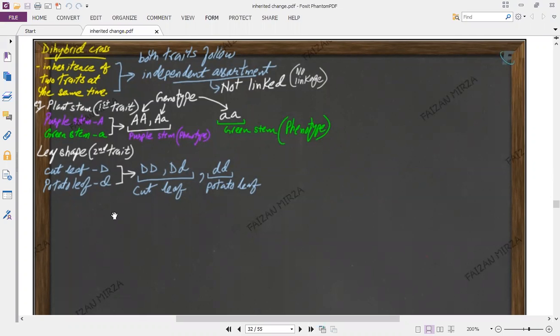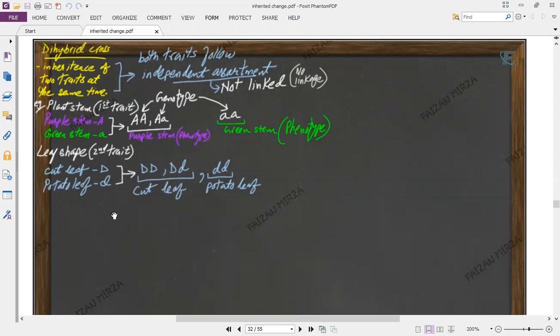Plant stem color, the first trait, could be either purple stem or green stem. Purple stem has the dominant allele capital A and green stem has the recessive allele small a. So there are three combinations of the genotype: capital A capital A, capital A small a, and small a small a. Both of the first two will be purple since they have the capital A allele, and small a small a will be green because it is the homozygous recessive condition, the only condition in which the green color will be present in the phenotype.